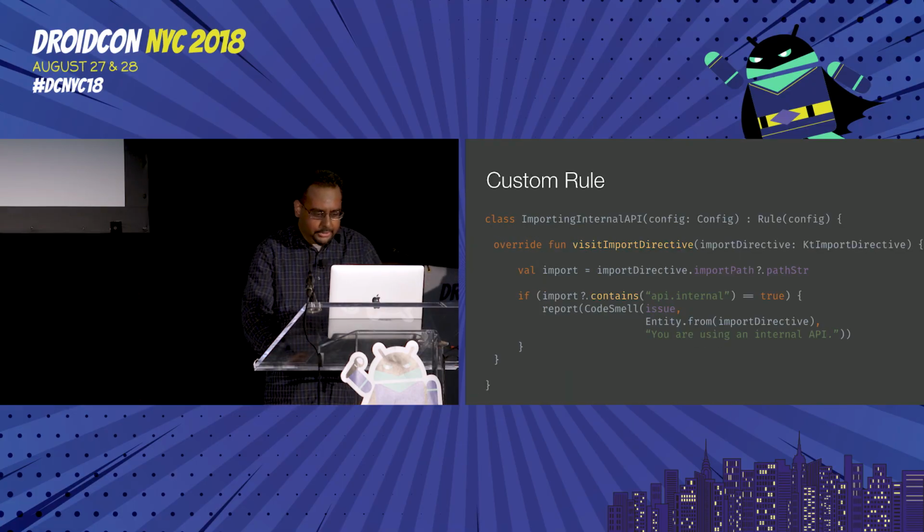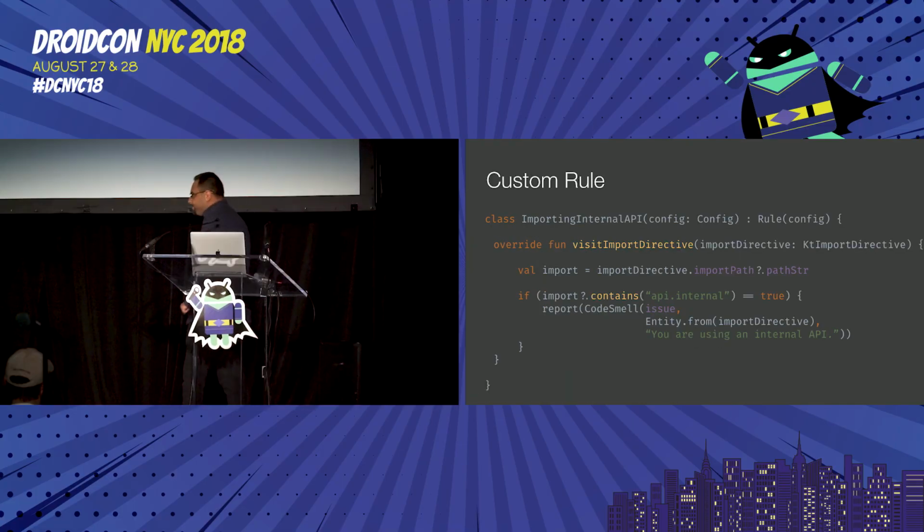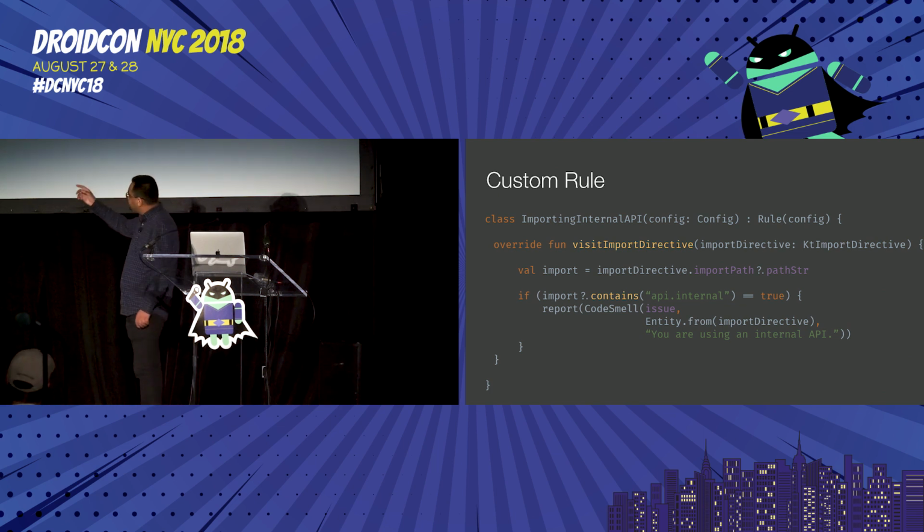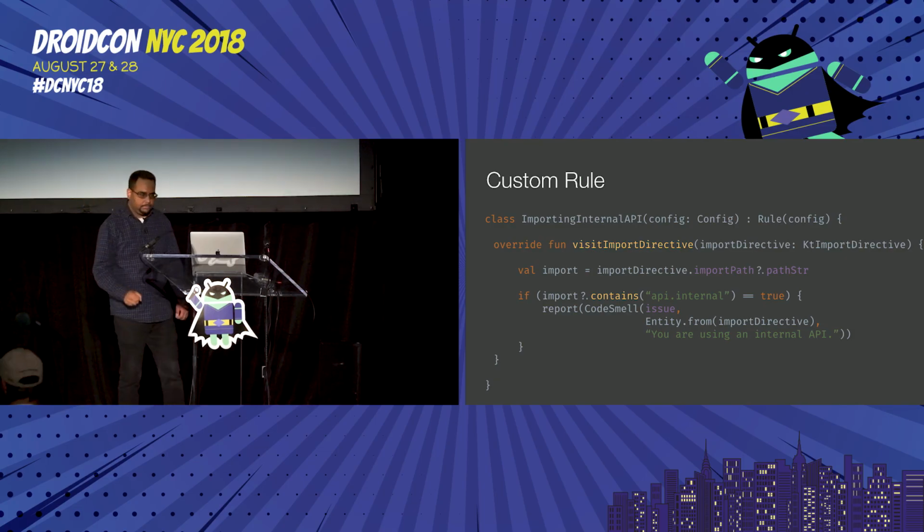So very quickly, this is the implementation of my rule, right? It's not really the best implementation, but it suffices. So I'm going to check the path. I'm going to do a string check of my path to determine are you using API.internal, right? If so, then I'm going to report the code smell.